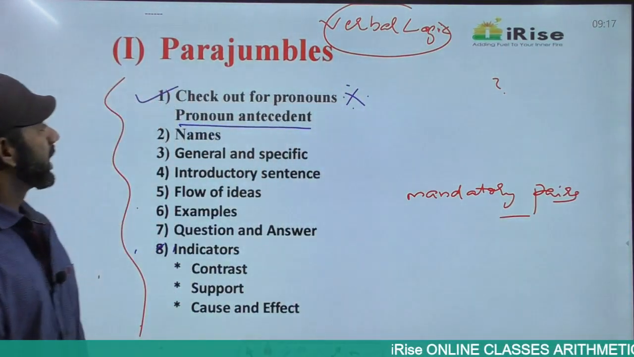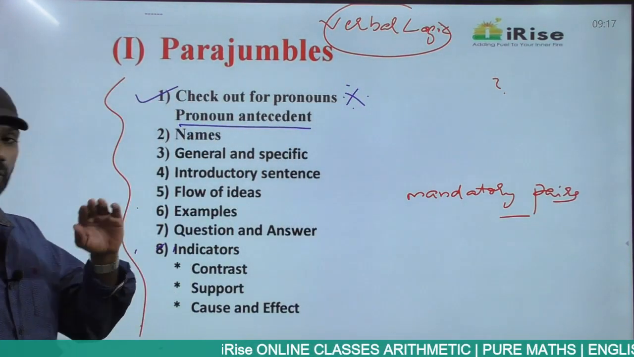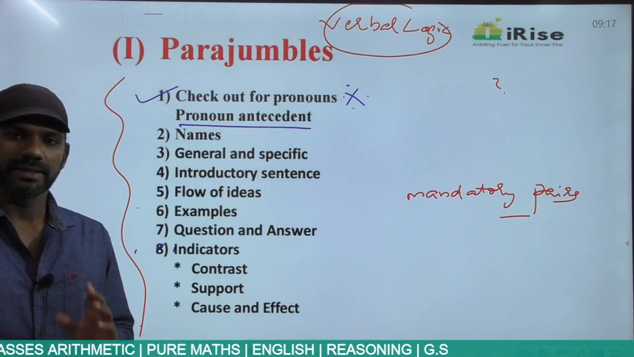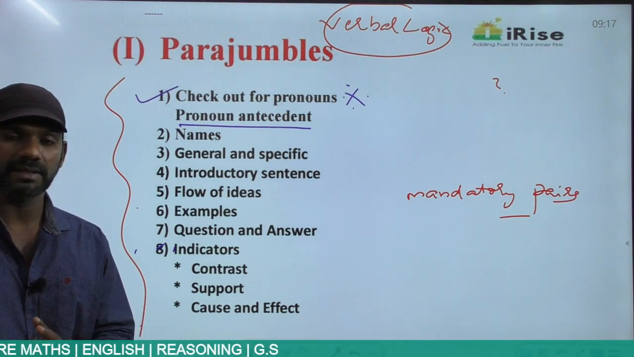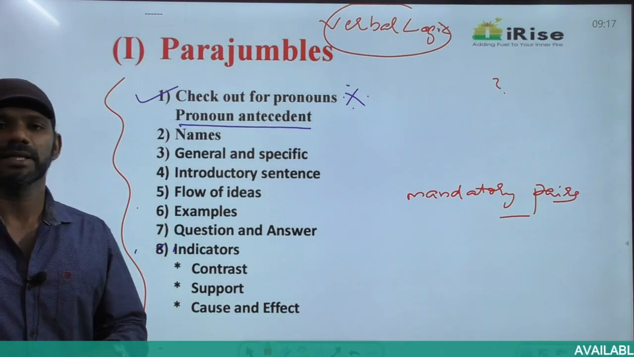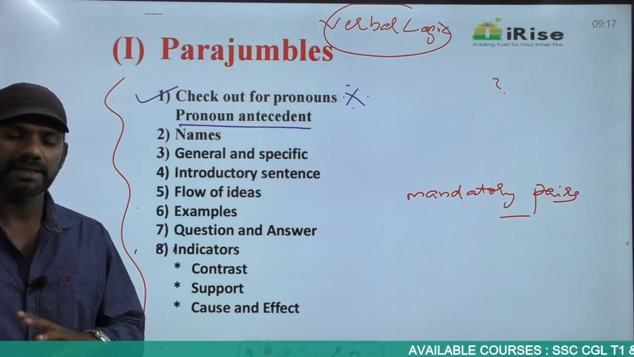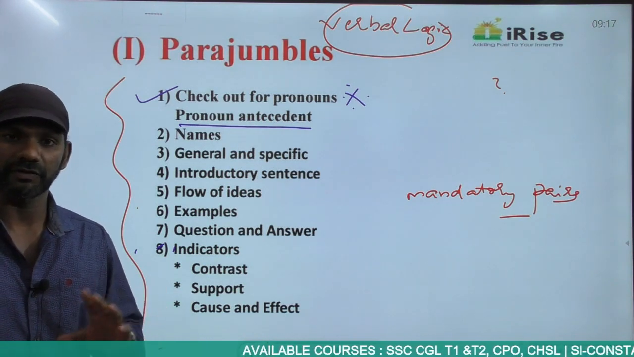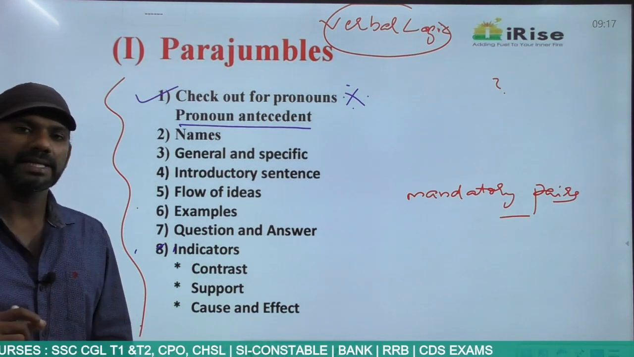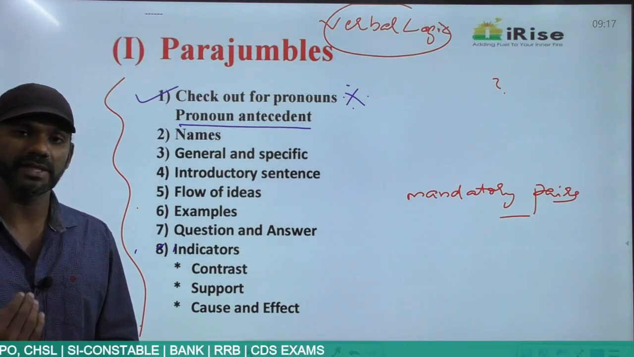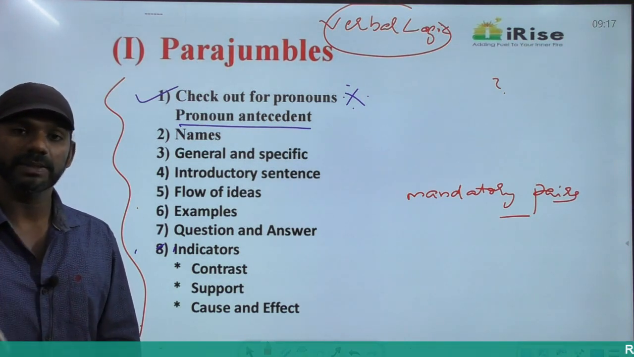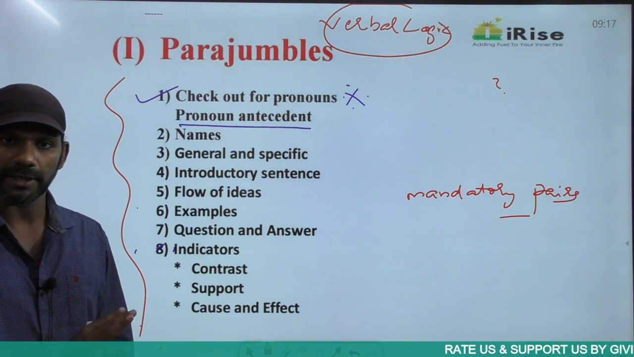Clear? I repeat, check out for pronouns. I'll take you through all these concepts once again quickly. Every pronoun must refer to a noun immediately before it. The sentence carrying the noun and the sentence carrying the pronoun must come together, a mandatory pair. Don't miss demonstrative pronouns as well. Names: when you find sentences carrying names, the sentence carrying the full name must appear before the sentence carrying half the name. General and specific: when one word is mentioned in two sentences, based on the information given in those two sentences, identify which is general and which is specific, and place the general one before the specific one. That means the general one and the specific one together can be called a mandatory pair.